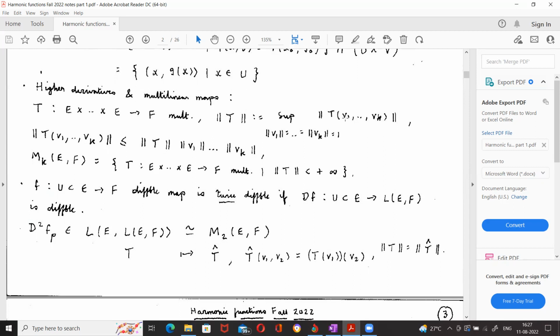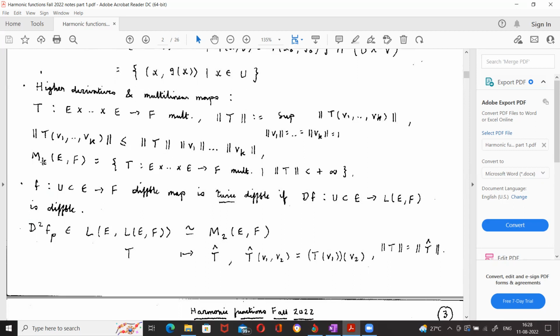We'll say that a multilinear map is bounded if this supremum is finite. Again, in finite dimensions, it is easy to show this is finite. But this norm is useful because, like the operator norm of a linear map, this norm of a multilinear map satisfies the property that, by definition, the norm of T of v1 to vk is less than or equal to norm T times norm v1 up to norm vk.